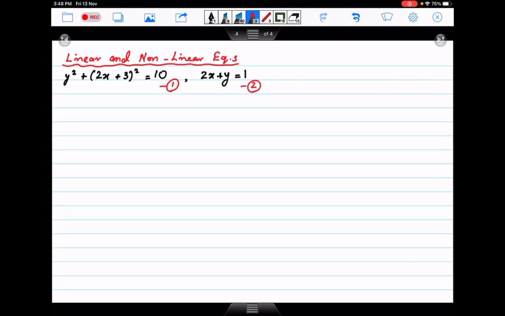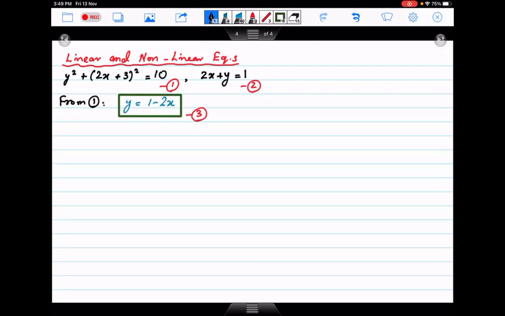So in linear and non-linear equation case, we will most likely be doing substitution. We don't prefer the elimination process because it becomes very difficult for us to apply elimination in the linear and non-linear equation case. So we will be taking out the value of x or y from a linear equation, that is the easier one. So from equation 2, I can get the value of y, that becomes 1 minus 2x, and naming it as equation number 3.